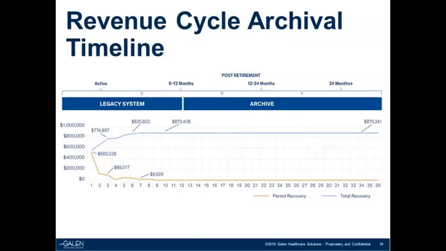You're actively adding new transactions. You're actively adding, submitting new claims from that system. It's an active system. You're using it. Somewhere towards the end of that, you've transitioned to your new go-forward system. And you're continuing to use the old system, but not for net new activity.